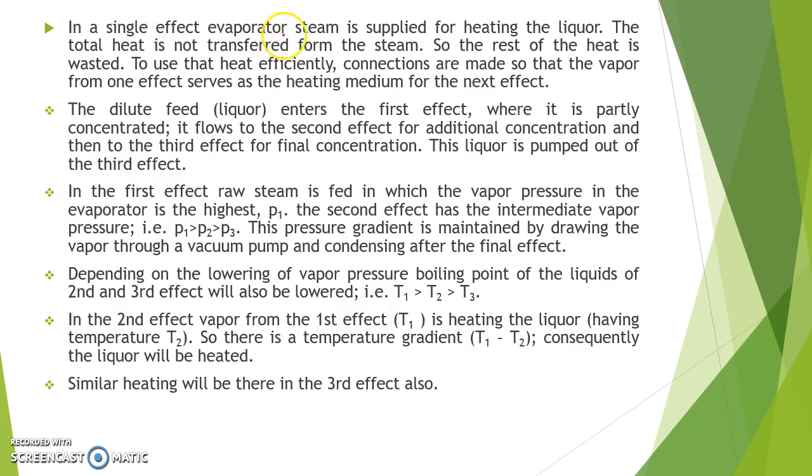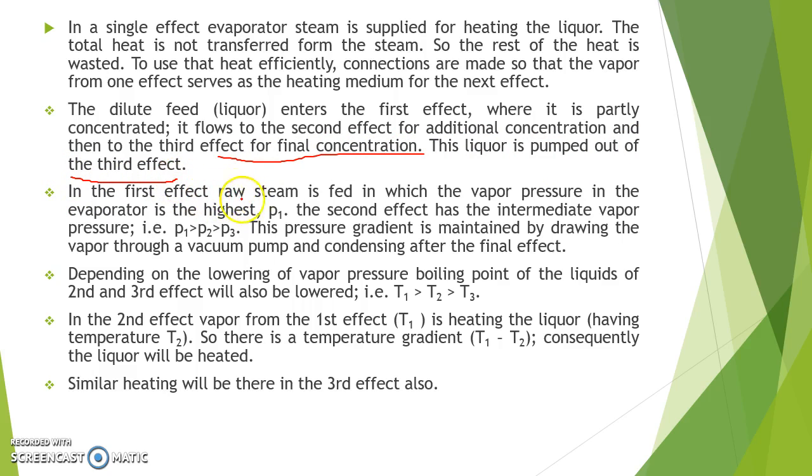Similarly, in a single effect evaporator, steam is supplied for heating the liquor. The total heat is not transferred from the steam, so the rest of the heat is wasted. To use that heat efficiently, connections are made so that vapor from one effect serves as the heating medium for the next effect. The dilute feed enters the first effect where it is partly concentrated. It flows to the second effect for additional concentration, and then to the third effect for final concentration. This liquor is pumped out of the third effect.